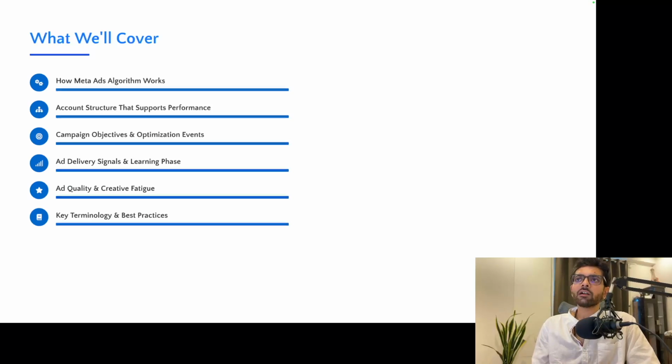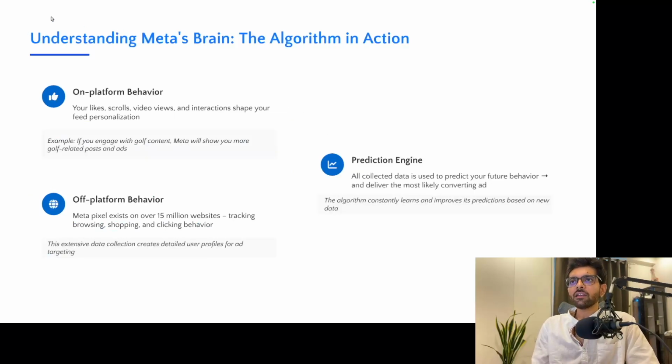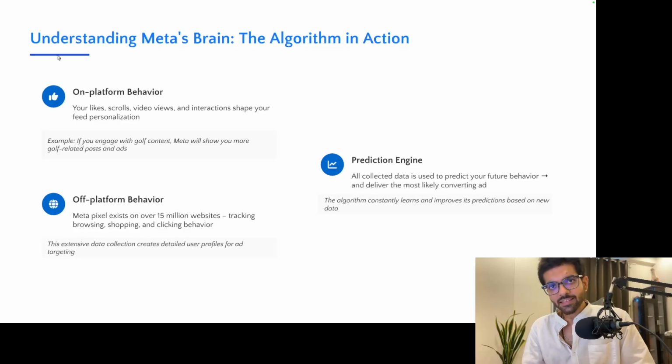What we'll cover: how the algorithm works, account structure that supports performance, campaign objectives, ad delivery, ad quality, and key terminology and best practices, right? So let's get started. Now think of Meta as a brain, right?